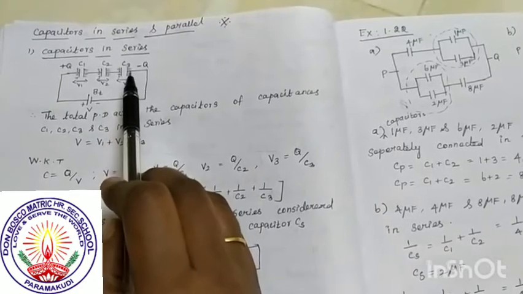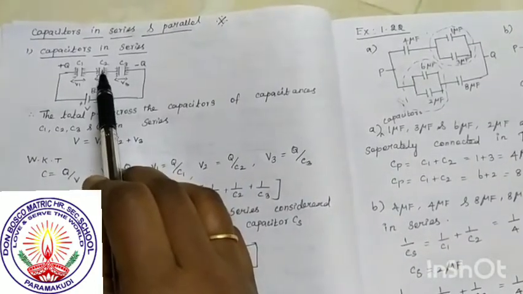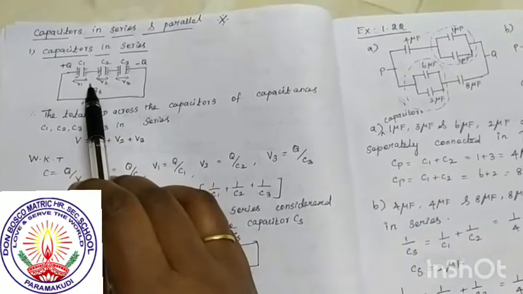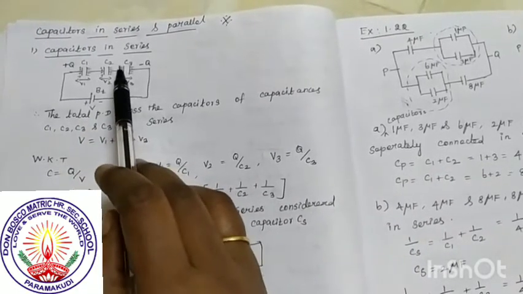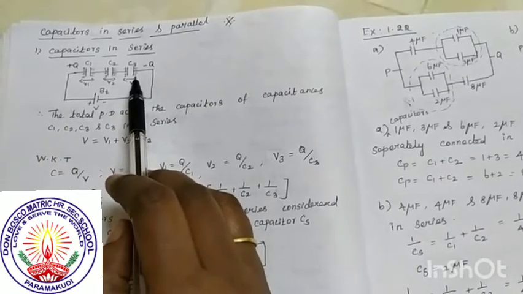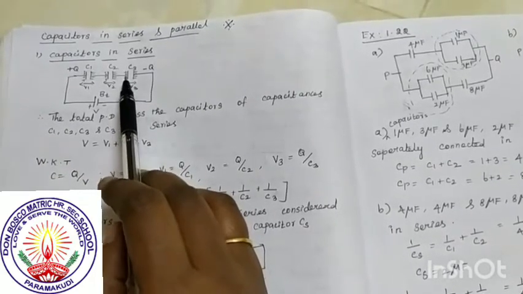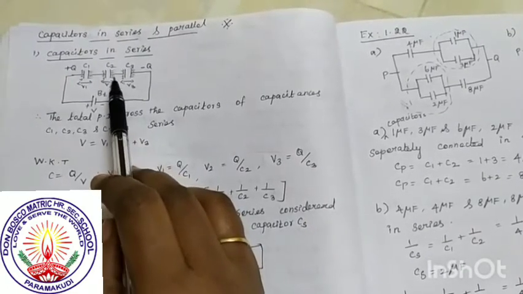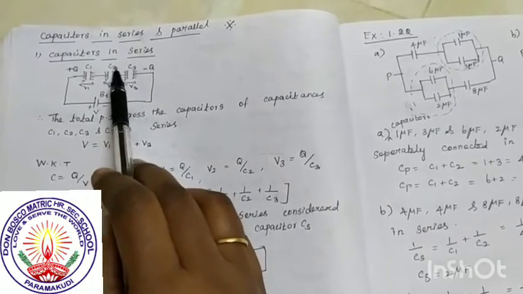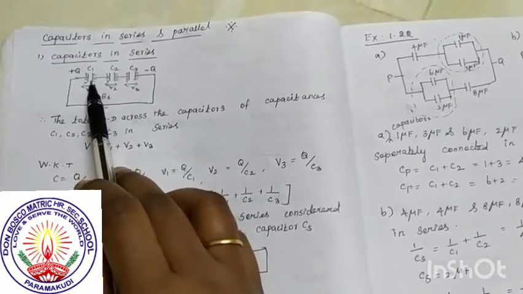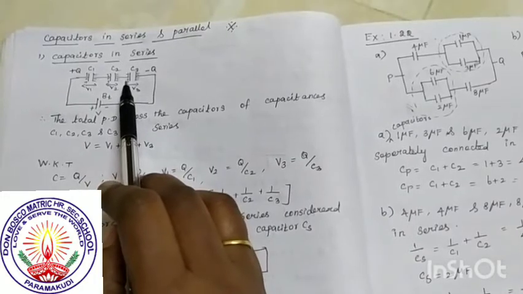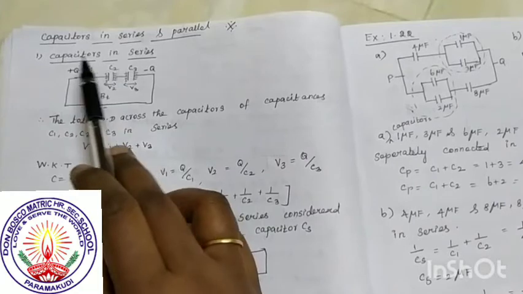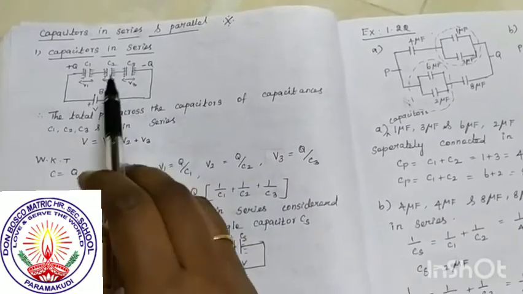So then next, this negative plate is due to the transfer to the left plate of C2. This is the right, this is the left. The right plate is negative and the left is positive. This terminal is connected to C3, C2, and the negative terminal is connected to C1. And the positive terminal means it is connected to the C2 positive and C1 positive.